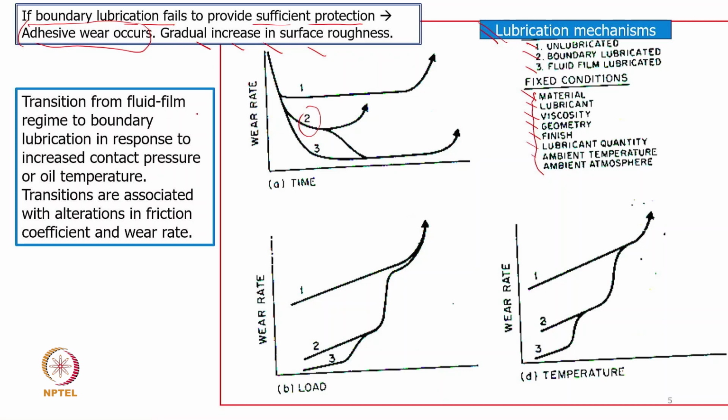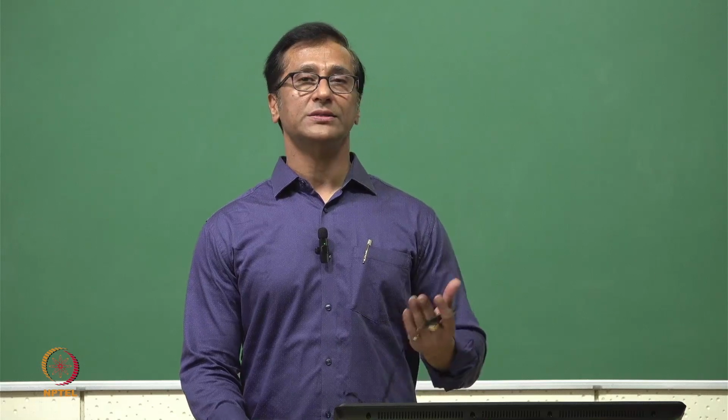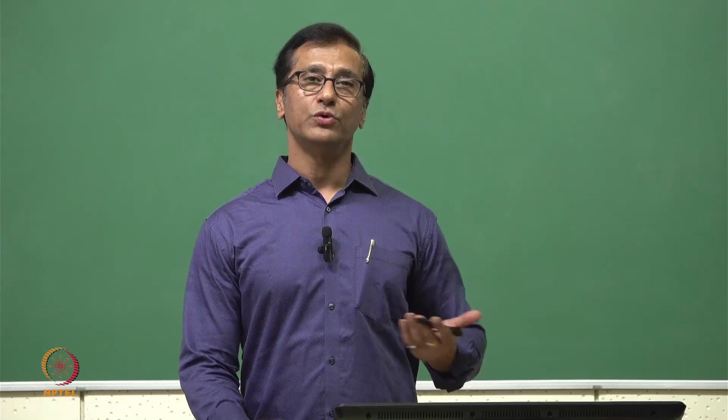So what we can say here is the transition from a fluid film lubrication regime to boundary lubrication in response to an increase in the load, or in this case contact pressure, though those are the same, or oil temperature, that has also been shown here. That means if I increase the temperature, fluid film lubrication will move to boundary lubrication, and with more temperature increase it will move to the unlubricated case. That means temperature plays a major role. With an increase in temperature, even though we are providing lubricant, it is not really giving a meaningful result.